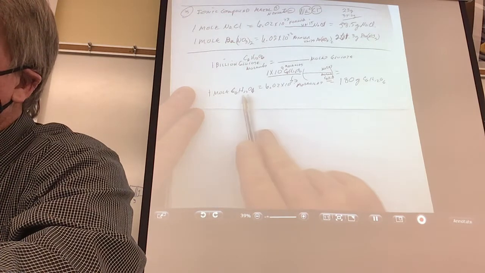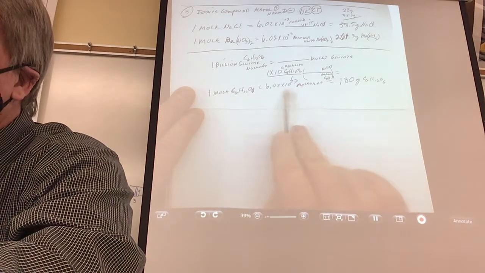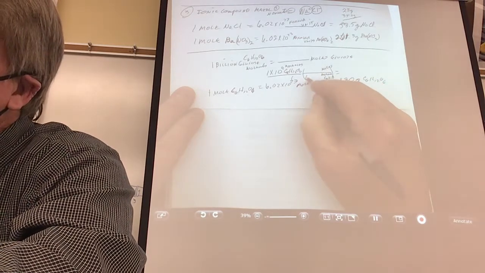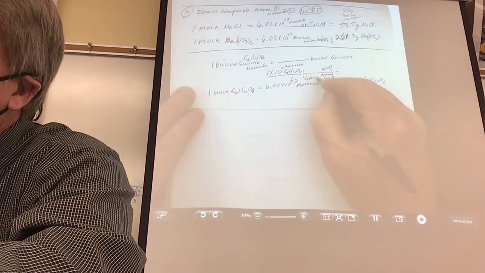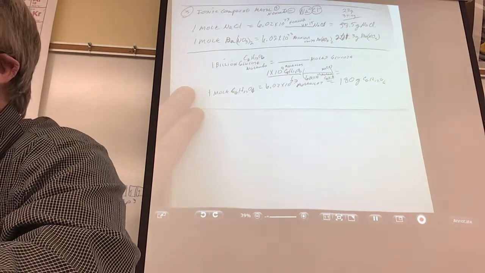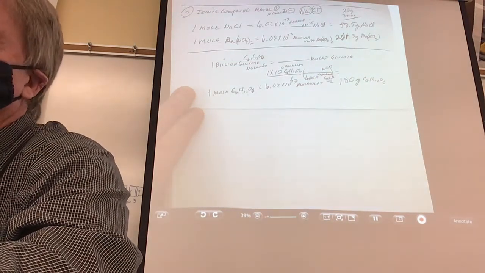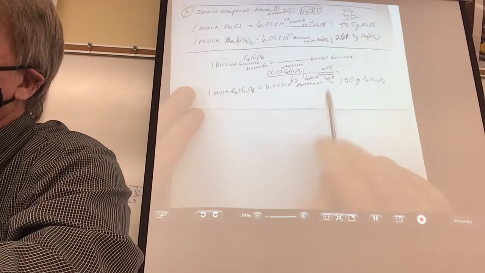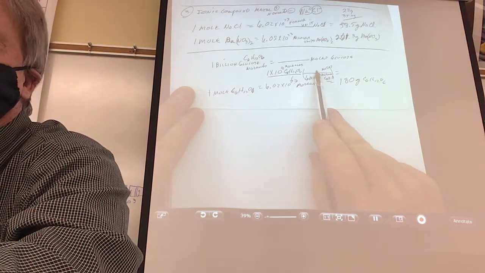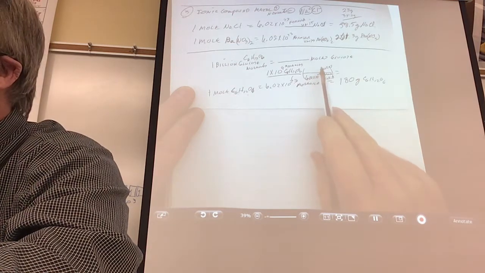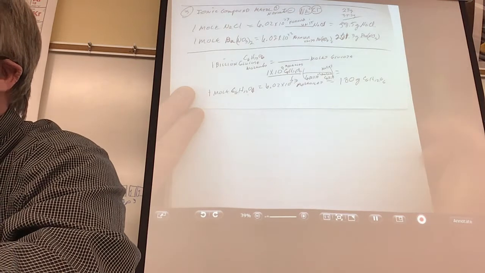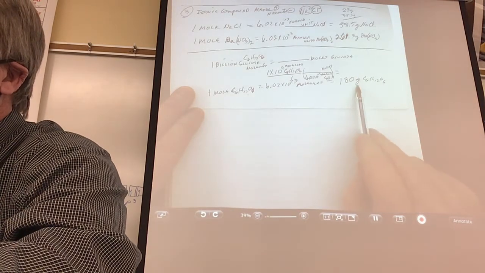Yes. And so what goes there? What goes next to molecules of glucose? 6.02 times 10 to the 23rd. And what was next to moles? I can't tell you how many times I see this. People want to put everything except what they should put here. All right? Julia, what goes here on moles?